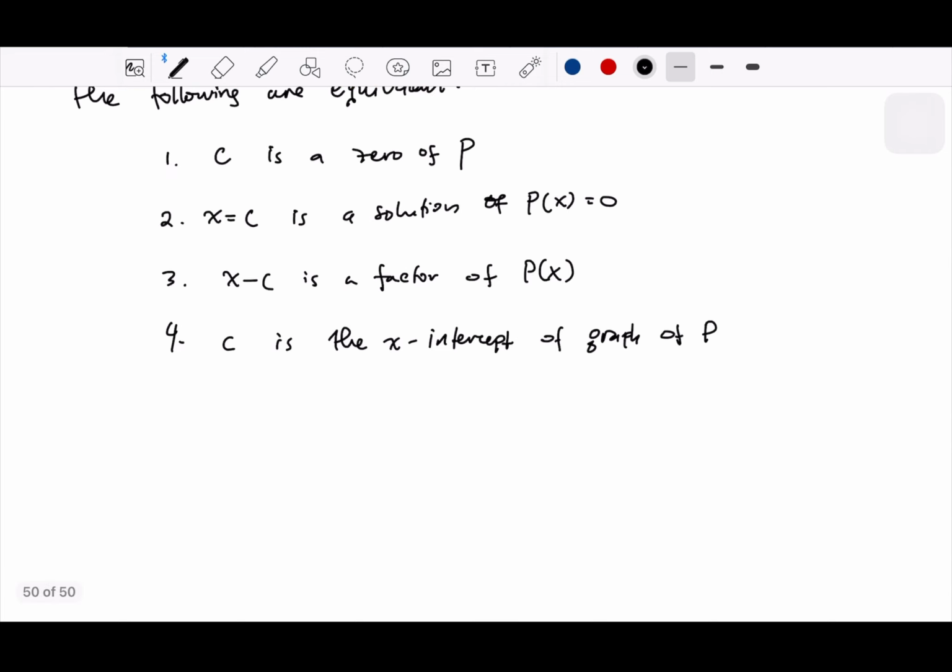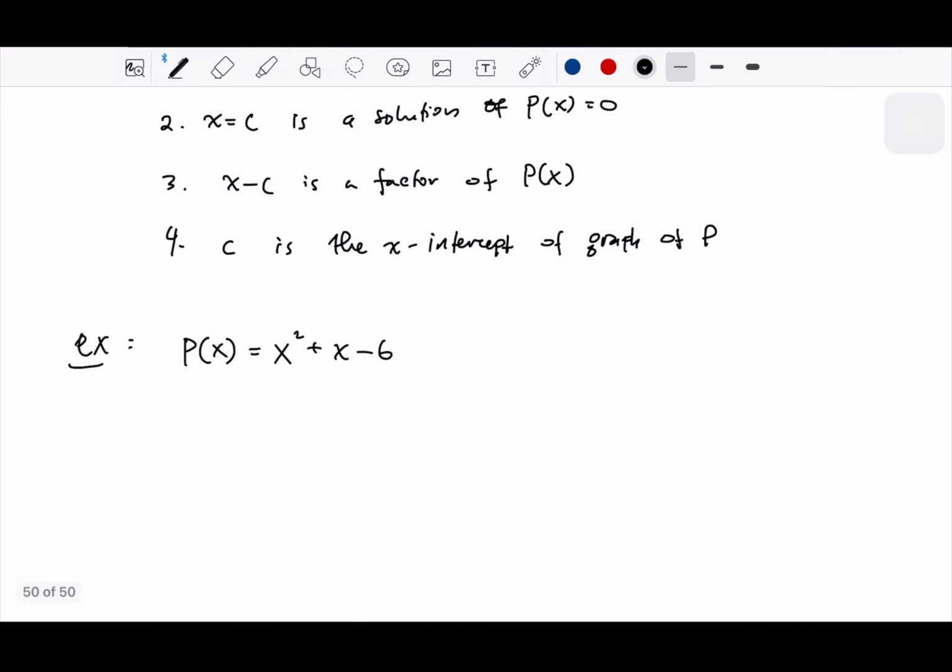For example, we take the function x squared plus x minus 6, and of course we have learned how to factorize, and here is one of the applications of factorization. We could write this as x minus 2 times x plus 3. We need to find which x makes this equation 0, which gives x is 2 and x is negative 3. These are our zeros.